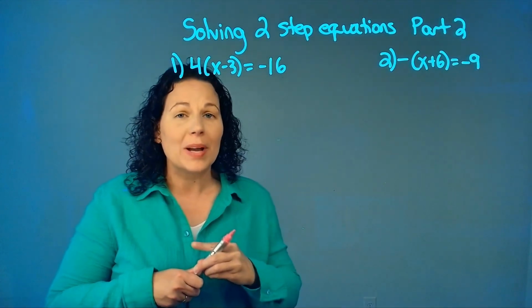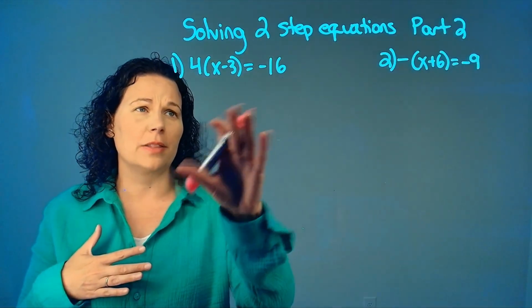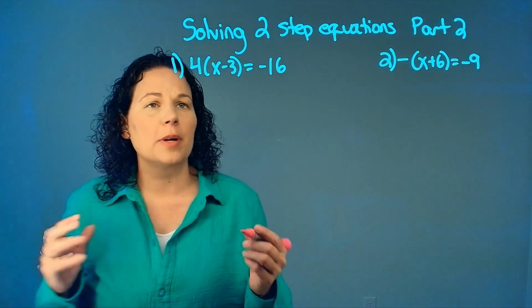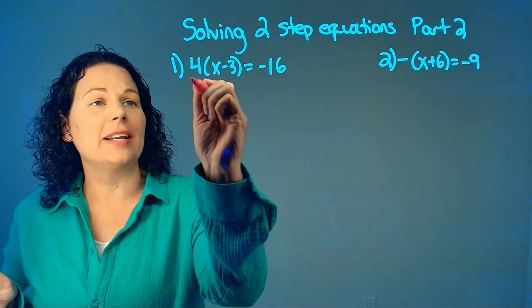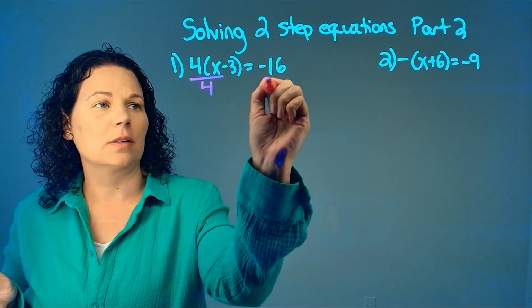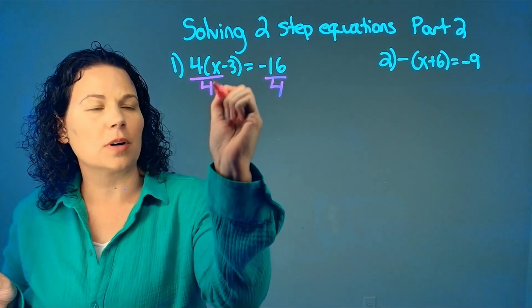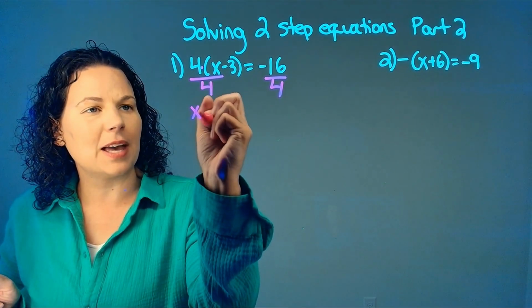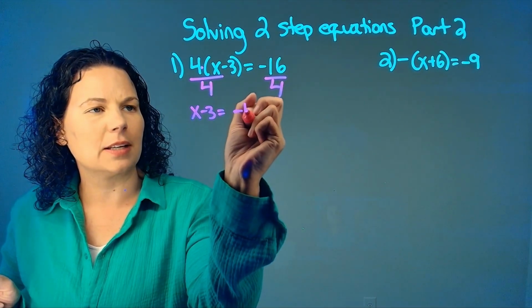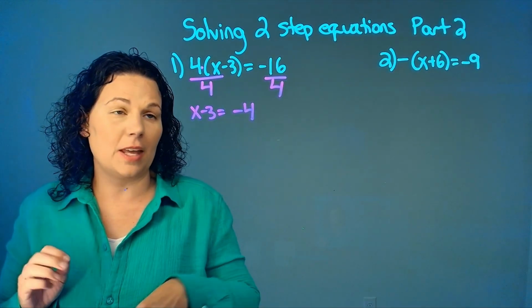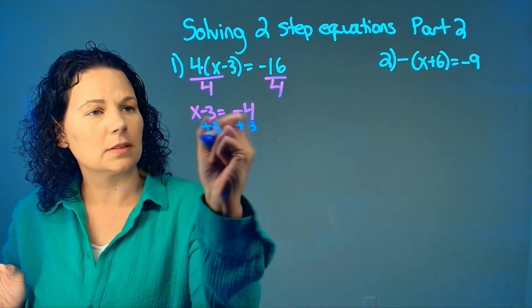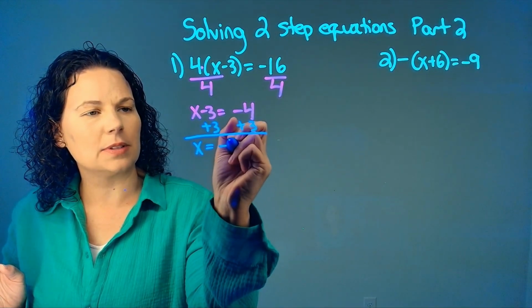So there's two ways to do this. I'm going to show you both ways on this first one and then explain why one way is not my favorite. So the first way you can do it is you can divide everything by 4, okay? Because this is 4 times the parentheses, you can undo that by dividing, and it will give me x minus 3 equals negative 4. Then we undo subtraction with addition, and we get x equals negative 1.